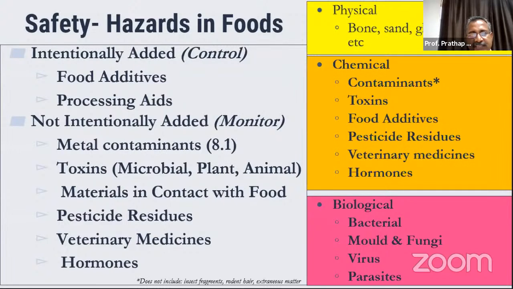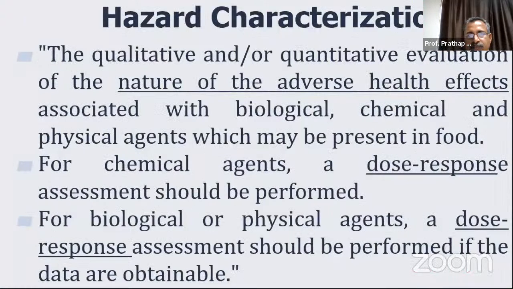The second group is not intentionally added, such as metal contaminants, toxins, materials which come in contact with food, pesticide residues, veterinary medicines, hormones, which come at various stages of the food processing chain, and you have physical, chemical, and biological contaminants, which I've already told you.